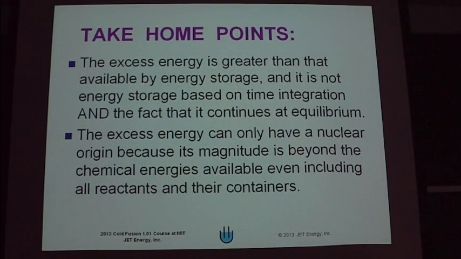Take-home points. We can get excess energy out of cold fusion. It is greater than the amount of energy that could be stored, and it is greater than the amount of energy contained in the materials. It is a fact. It can only have a nuclear origin because of its quantity, and in fact the measurements of commensurate helium-4 with the amount of excess energy and the rate of generation of helium-4 de novo with the excess power shows in fact that we know the substrate, deuterons, and we know the product, helium-4, in cold fusion. Questions?